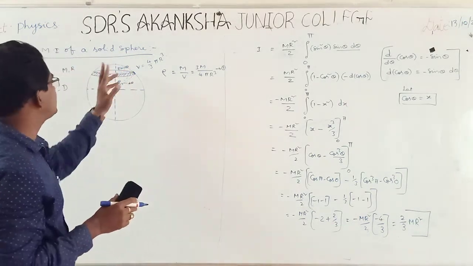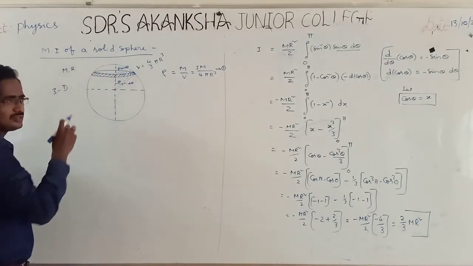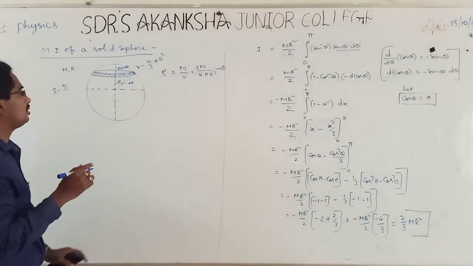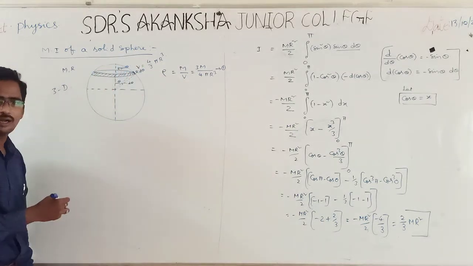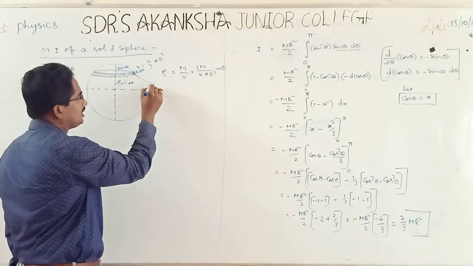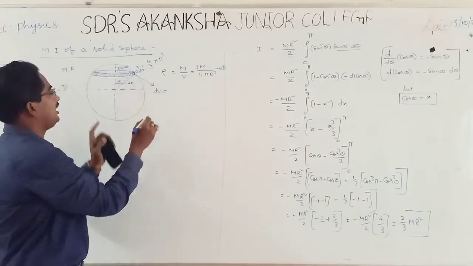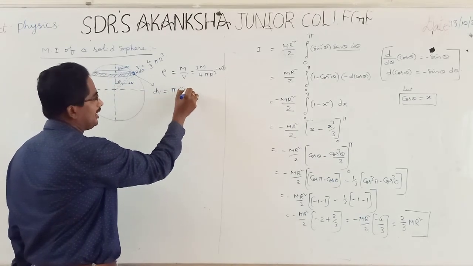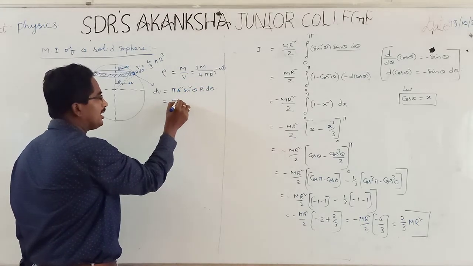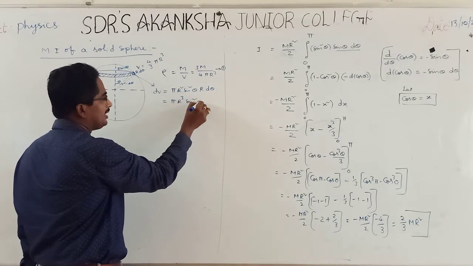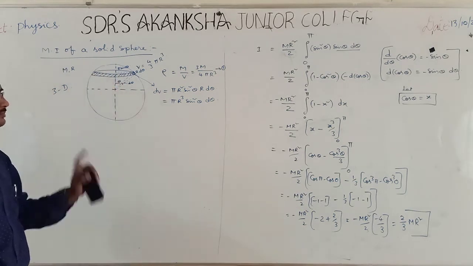How do we get its volume? Very simple. It is a disk of radius r sin theta, then its area is pi r square sin square theta. So its area into thickness. Thickness is what here? R d theta. By that, the volume of this one, dV, equals area into thickness, pi r square sin square theta into r d theta. So we are getting pi r cube sin square theta d theta. This is the volume of the disk.